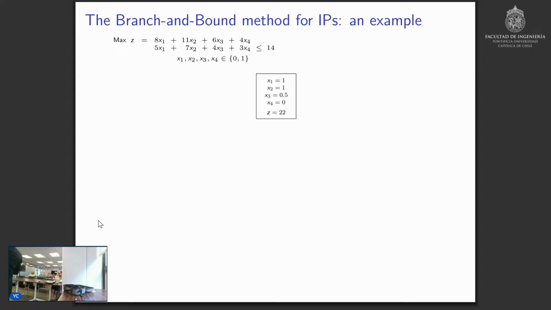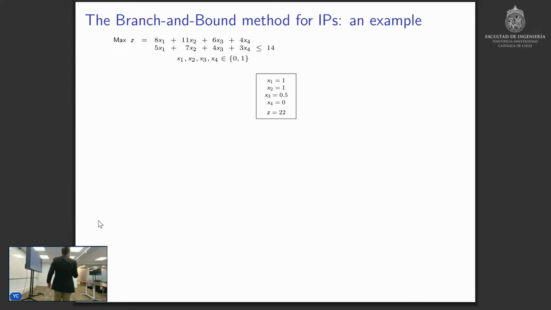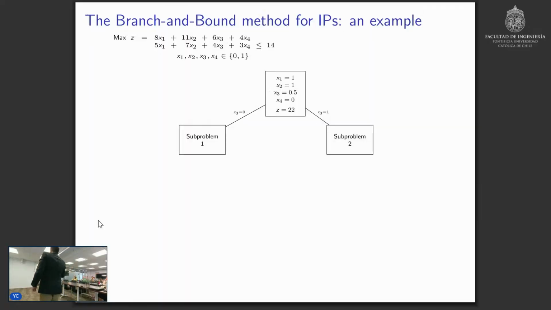So you solve, this is called the root node relaxation. You relax all the variables, you solve it, and in this case we got a fractional solution. So x3 is fractional. Whenever you get a fractional solution with this method, you branch on one of the fractional variables. So then we create two subproblems, 1 and 2. So we branch: x3 is equal to 0 and x3 is equal to 1.